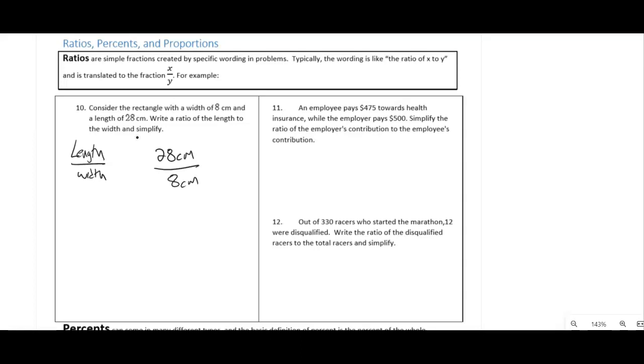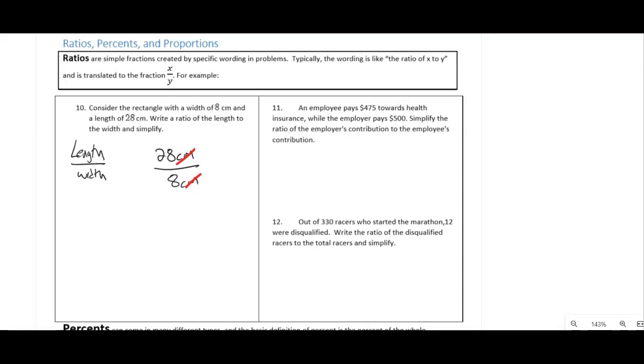Now we want to reduce this. First off, the units reduce. So we end up with just a number, no units. And then one tool that's useful for reducing numbers is the prime factorization.